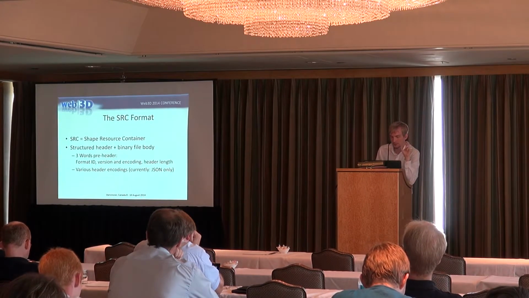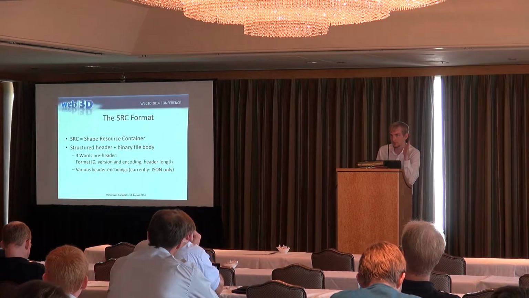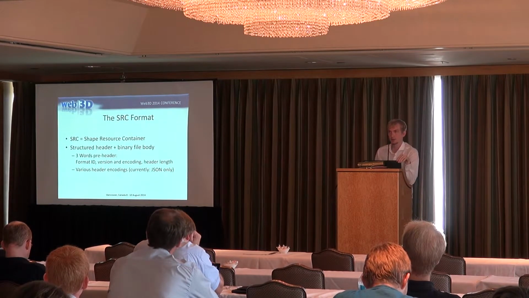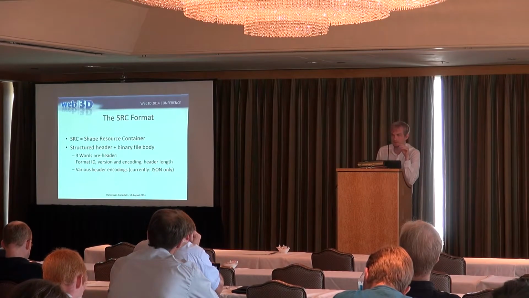And we have three binary words, a pre-header that contains the format ID in the first word, then the version and encoding of our file, so the header encoding, and then the length of the header so that we know where to find the binary file body. And we basically allow for various header encodings. Currently we only support JSON because it can be easily evaluated and parsed by the browser.